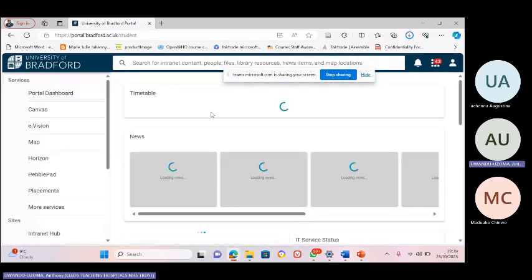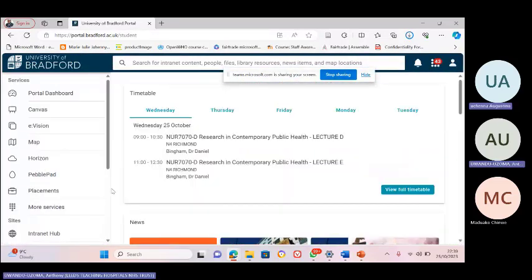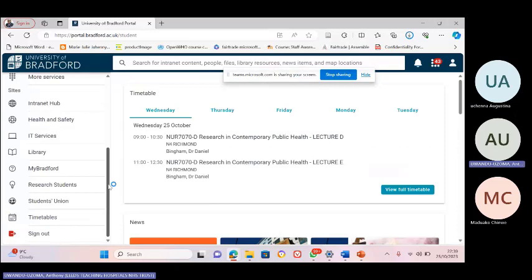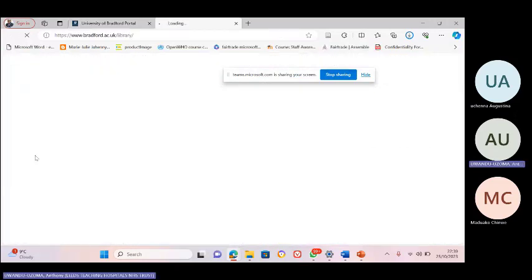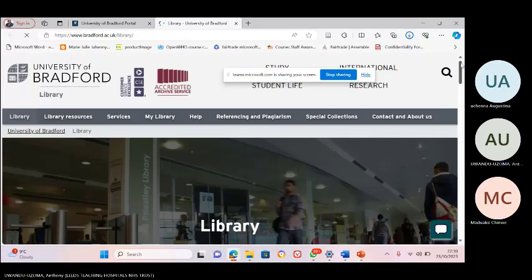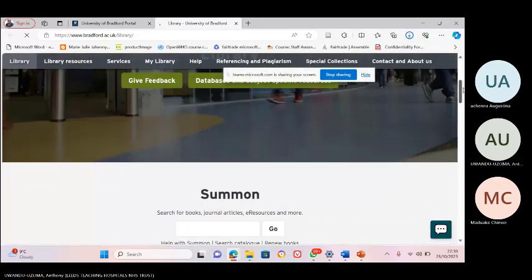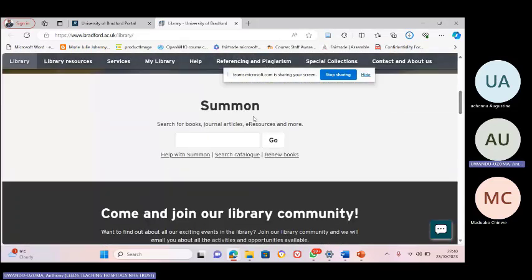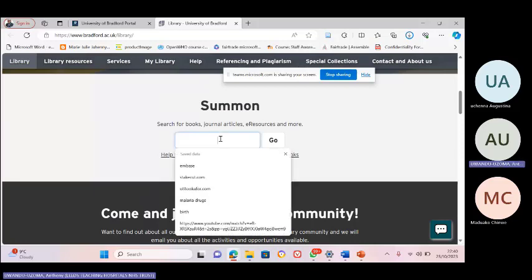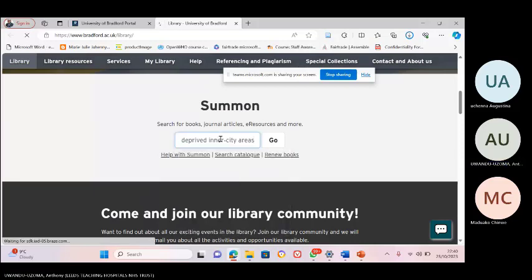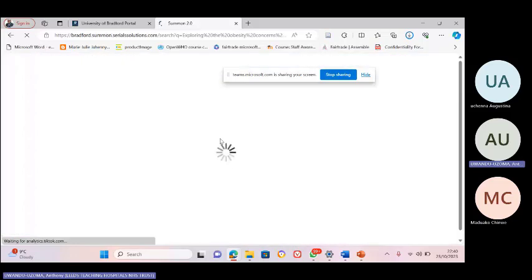Yes. Hello. Good. So now that article, I want to trace it so that I can add it to my EndNote. So I'll go to library. See library here. Go to library. Now click on Summon under here. Just paste it. Enter. I want to trace that article.